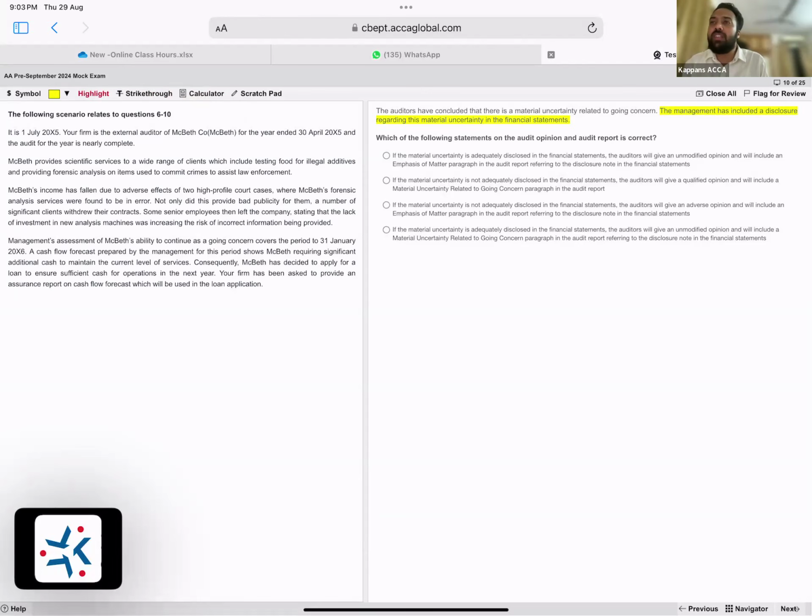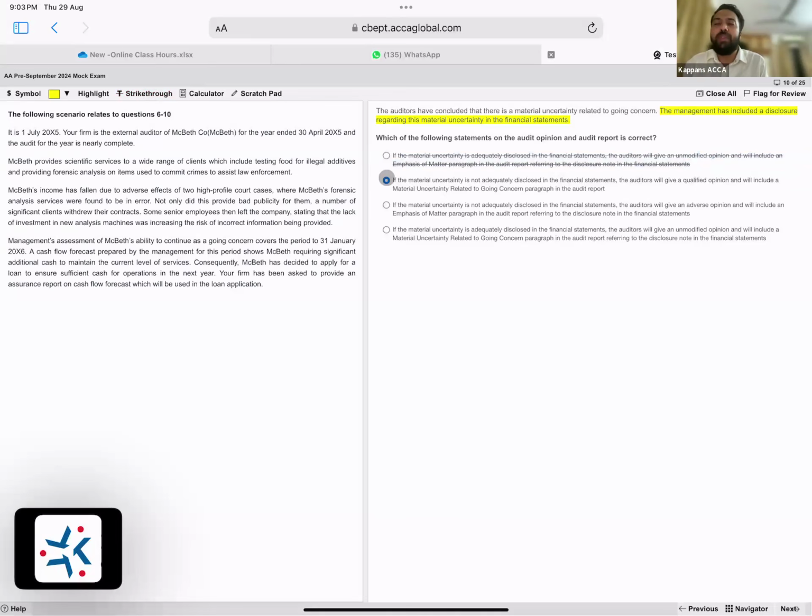If material uncertainty is adequately disclosed in the financial statements, auditors will give an unmodified opinion and will include an emphasis of matter paragraph. That is wrong. If material uncertainty is adequately disclosed, yes, the auditor will give an unmodified opinion, but not an emphasis of matter paragraph. So statement number 1 is wrong.